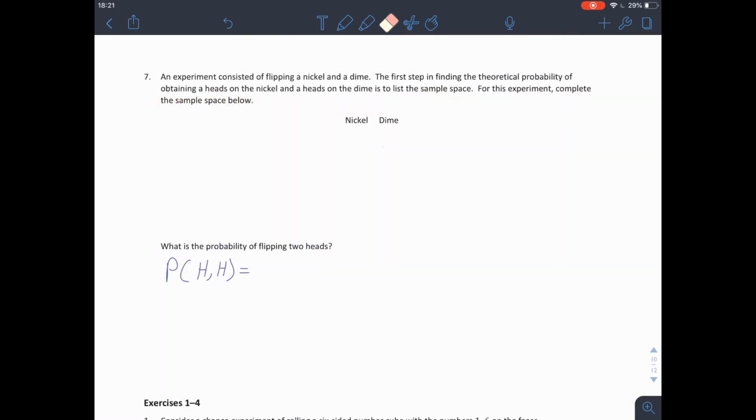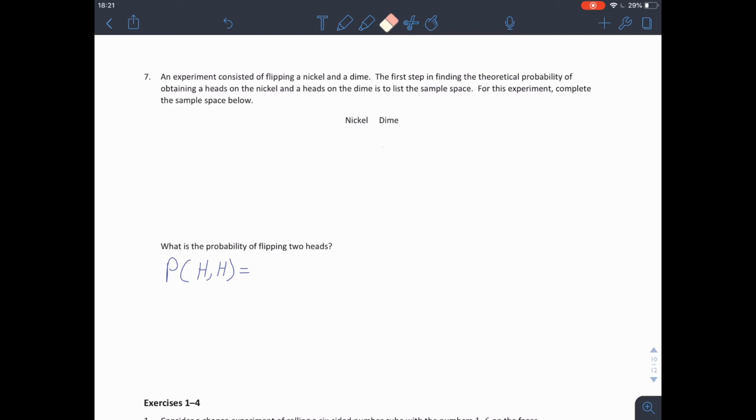We're just going to wrap up with one more chance for you to try and figure out some theoretical probability. So an experiment consists of flipping a nickel and a dime. The first step in finding the theoretical probability of obtaining heads on the nickel and heads on the dime is to list out the sample space. So you can pause the video now to try to write out the possible outcomes, aka the sample space, for flipping a nickel and then flipping a dime.